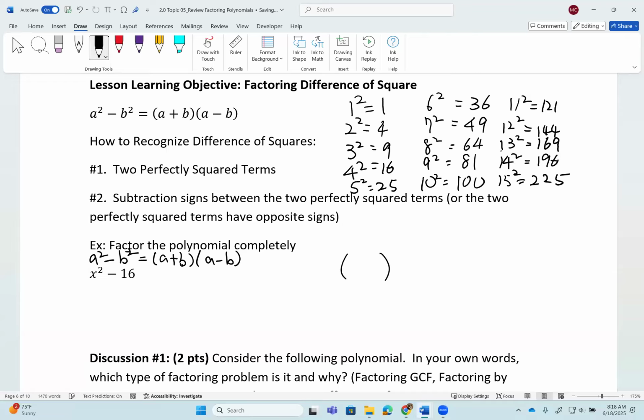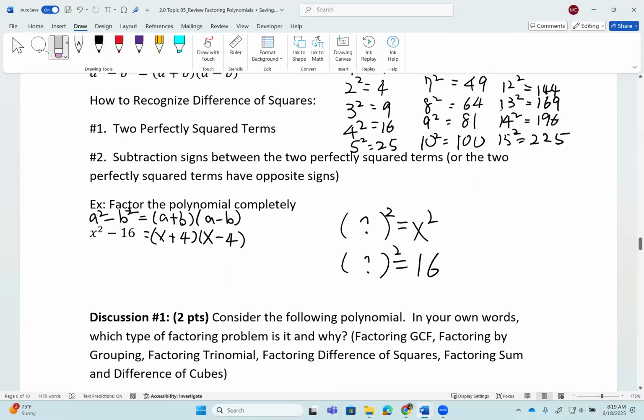So if I follow the formula, a squared is already squared, just like my x squared. What was this x squared before it was squared? Well, it's just x. What was 16 before it was squared? It's 4. 4 squared is 16. So b is 4. One plus, one minus. There you go. Your answer: x plus 4 times x minus 4.